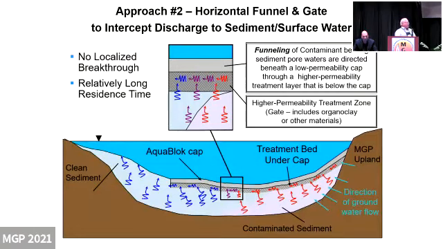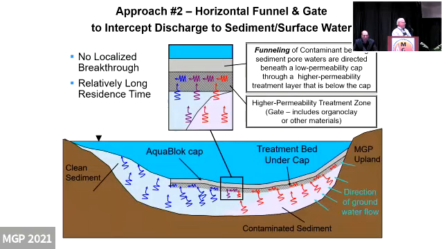The second approach I'll talk about is what we call a horizontal funnel and gate. A lot of people are familiar with the concept of a funnel and gate as it relates to a vertical permeable reactive barrier, where you're trying to push groundwater through a vertical PRB. But we took that concept and basically turned it on its side when we look at a sediment groundwater type of situation.